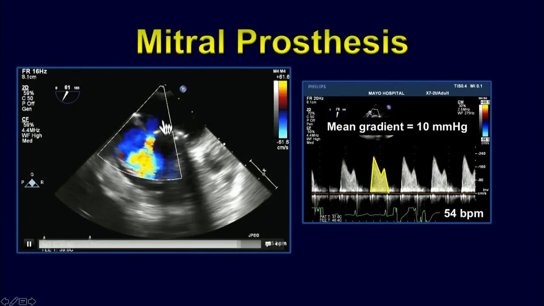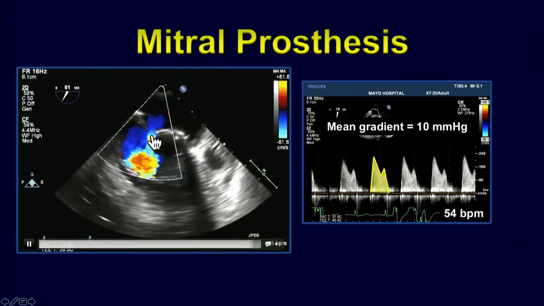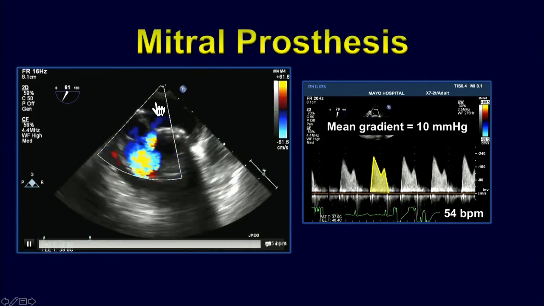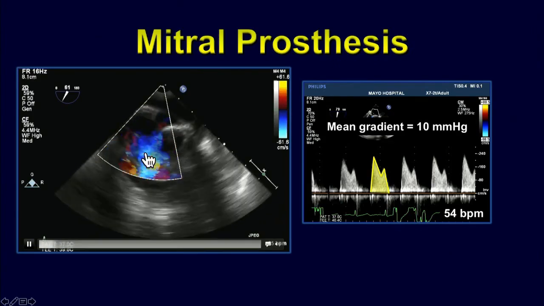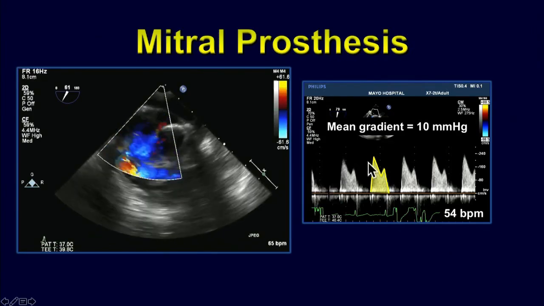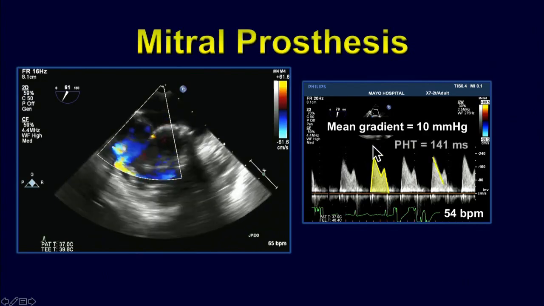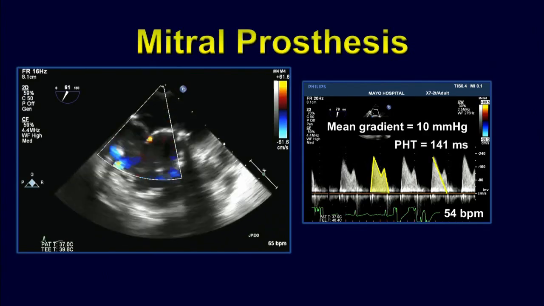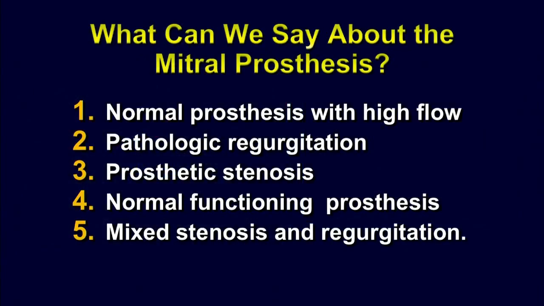We look here, here's color Doppler. We don't see much in the way of regurgitation, but we see this flow acceleration through the mitral prosthesis. Here the mean gradient is 10 with a pressure half-time of 141 milliseconds. So what can we say about this mitral prosthesis?